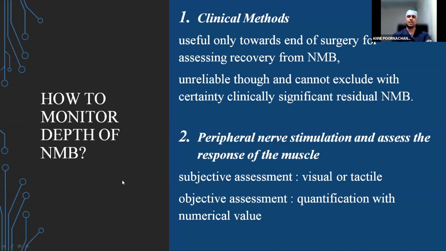So what are the clinical methods? I'll tell them in the next slide. Clinical methods to assess recovery from neuromuscular block are useful only towards the end of surgery, but are not reliable. Next is to stimulate a peripheral nerve and assess the response of the muscle. It could be subjective assessment, which is by visual or tactile means, or it could be an objective assessment with the help of a monitor.